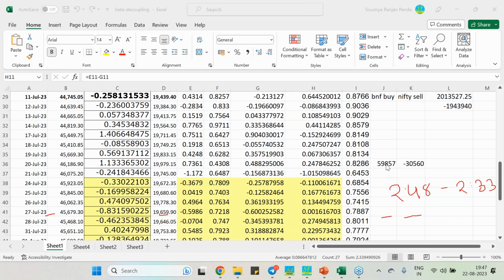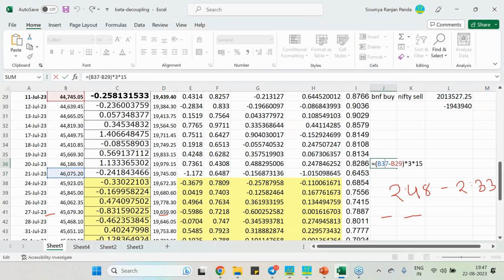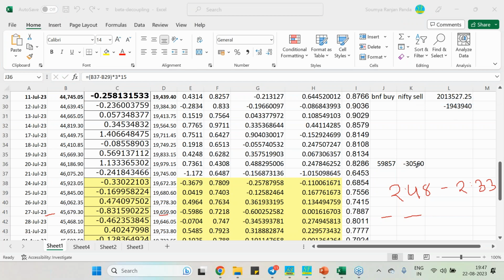Before that, here I have taken 46,075. I have bought that at 44,745, 3 lots. It is Bank Nifty where I am making 59,000 profit, and in Nifty I am making 30,000 loss. Net, you can say, I am making 20,300 rupees profit.